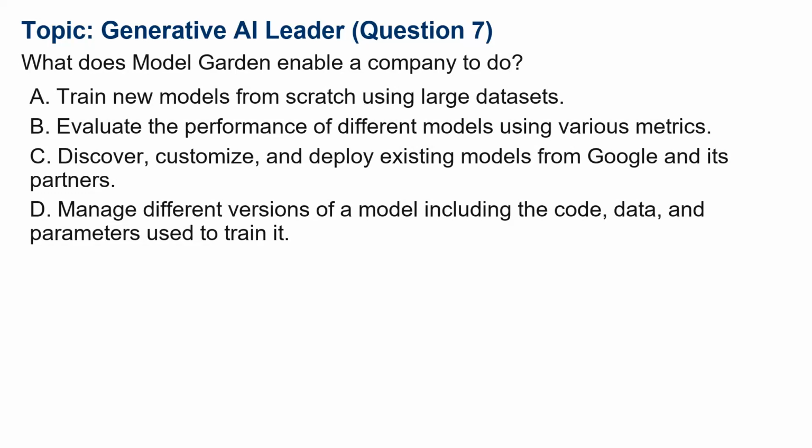What does Model Garden enable a company to do? A. Train new models from scratch using large datasets. B. Evaluate the performance of different models using various metrics. C. Discover, customize, and deploy existing models from Google and its partners. D. Manage different versions of a model including the code, data, and parameters used to train it.